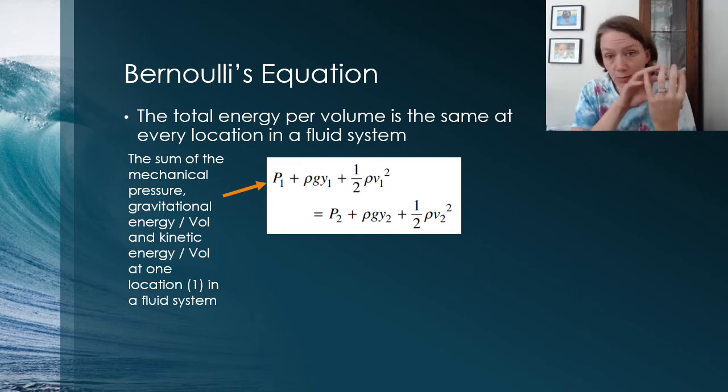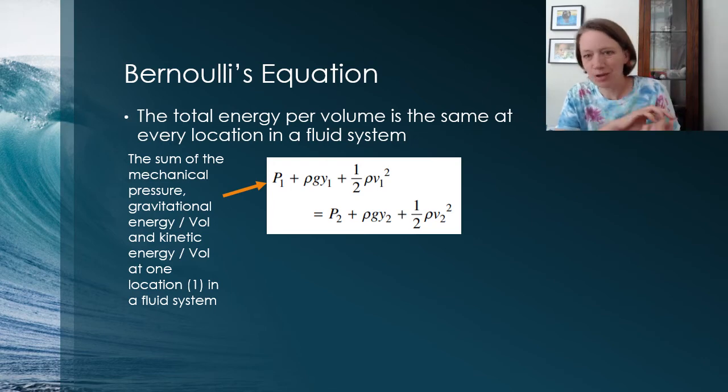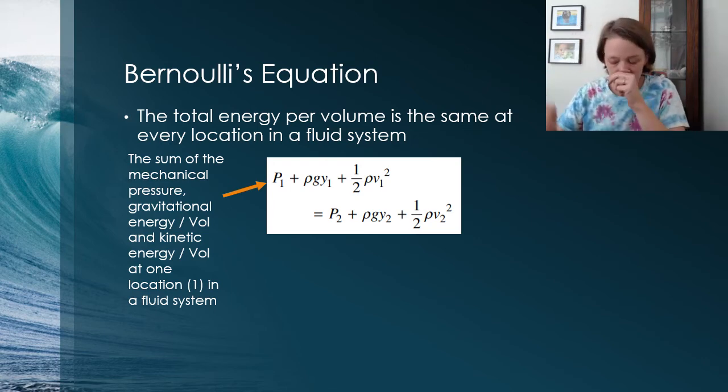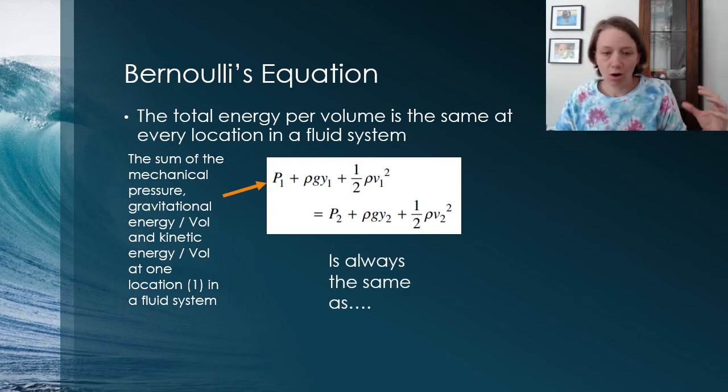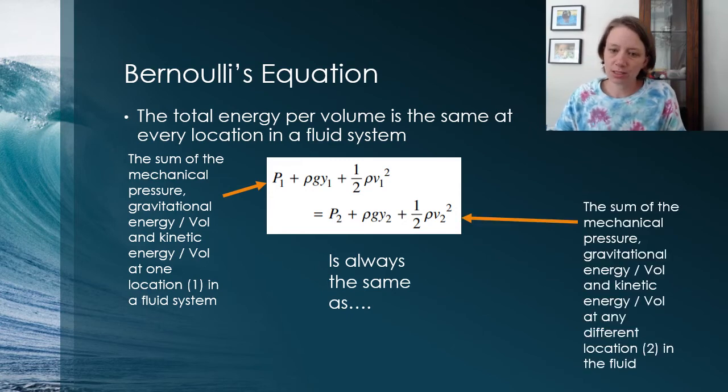And whatever number you get when you add up all three of those energies has to be the same as when you add up all three of those energies at any other location in space. So those three energies summed is always the same as the sum of the same three things at any different location in the fluid, as long as we have our continuous fluid system.